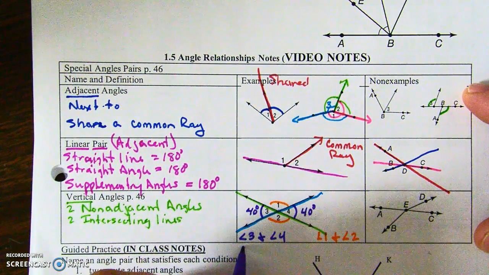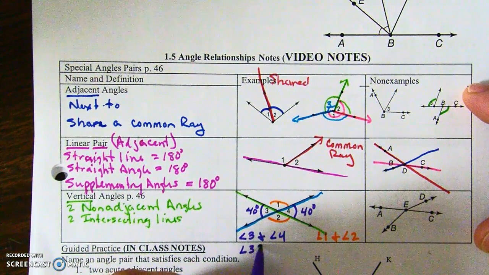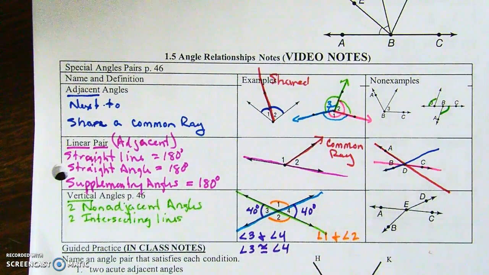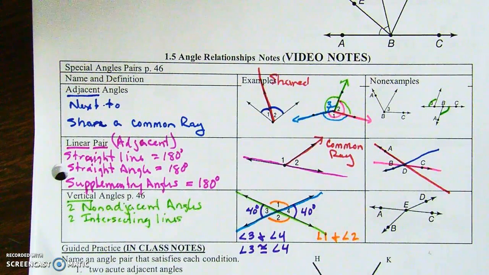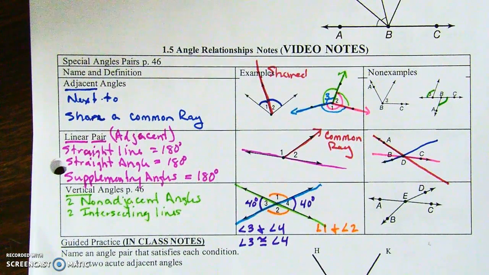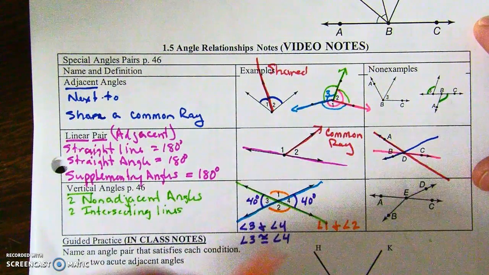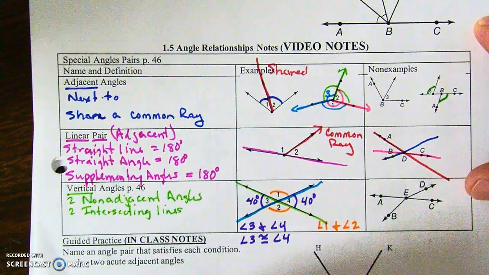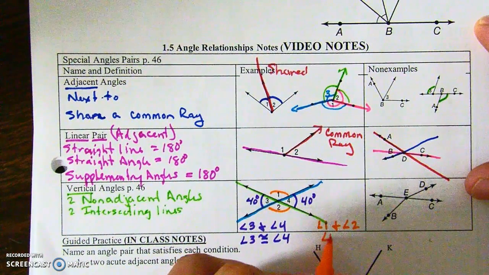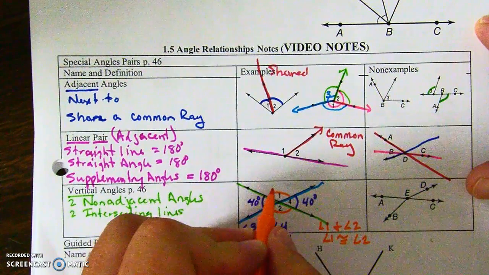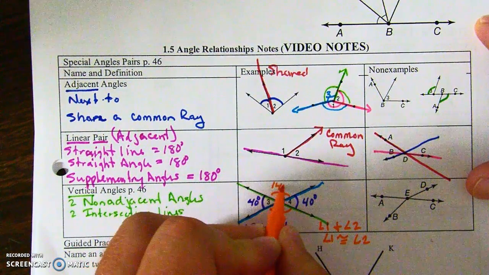So we can say with vertical angles, we can call them congruent. Okay, and that's our congruent symbol there with the little squiggly. Okay, I've got to get that on the screen a little bit better for you. Same thing with angles 1 and 2. And I forgot to mention up here, which I'll go back and do, that angle 1 is congruent to angle 2. So that means this one would be 140 degrees.